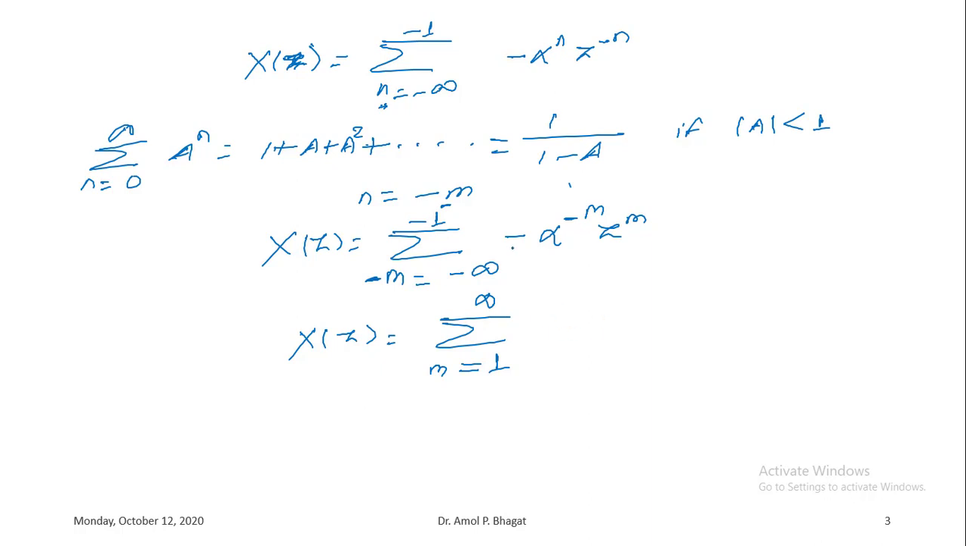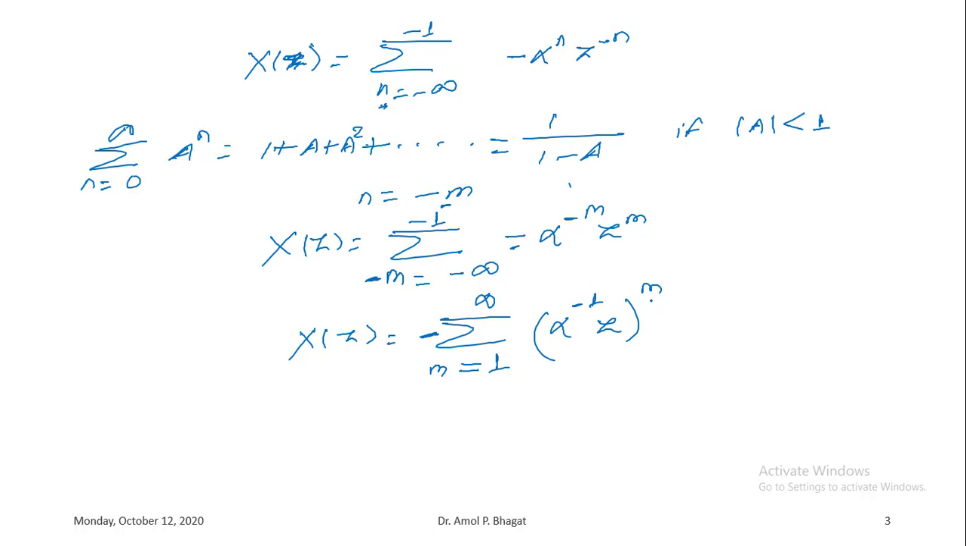Even I can take this minus sign outside the summation. So here it will be alpha, and I can take m common from here, so it will be alpha inverse z raised to the power m. So this is the final simplified z transform equation: summation m equals 1 to infinity of alpha inverse z raised to the power m.